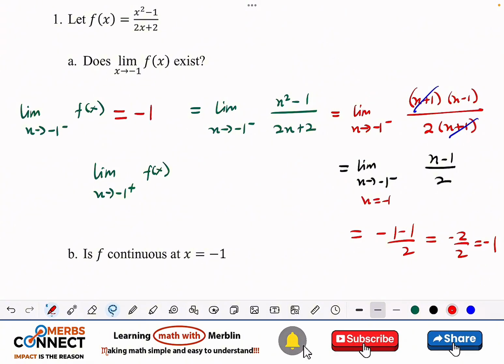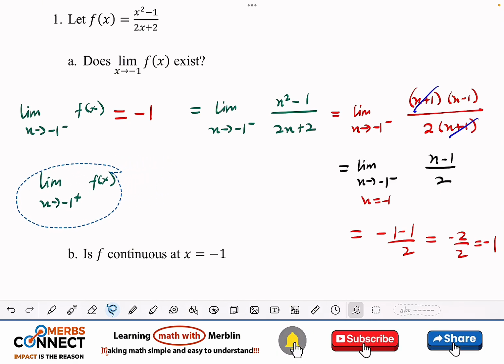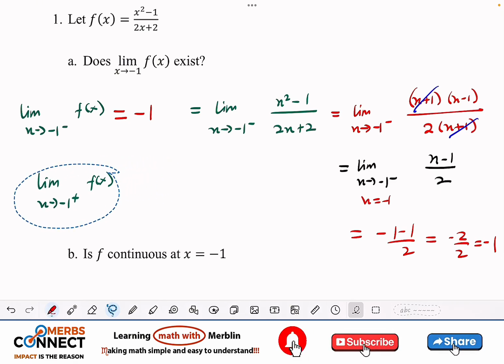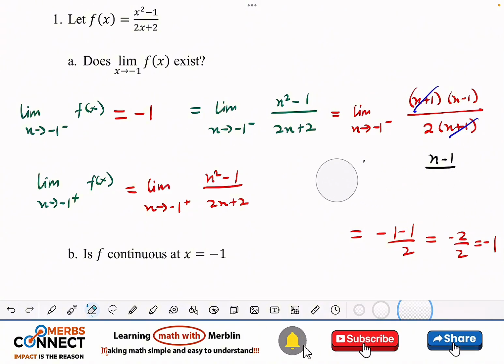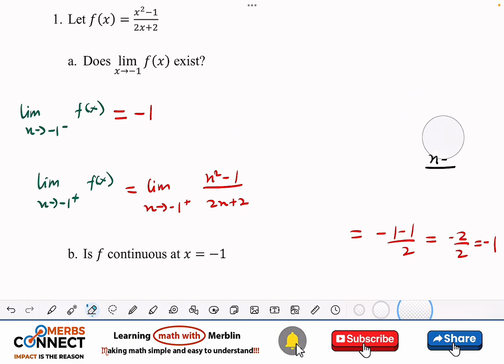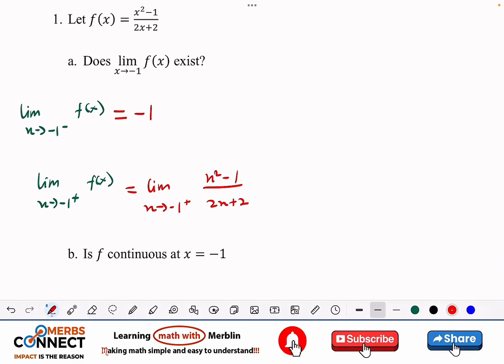Now let's go to the right side as well. The right side also goes through the same process. This is limit x approaching -1 from the positive, x squared minus 1 divided by 2x plus 2. So we go through the same process. Basically, anytime we are dealing with the left and the right and they are using the same function, it's basically the same. So this is going to give us something like this.